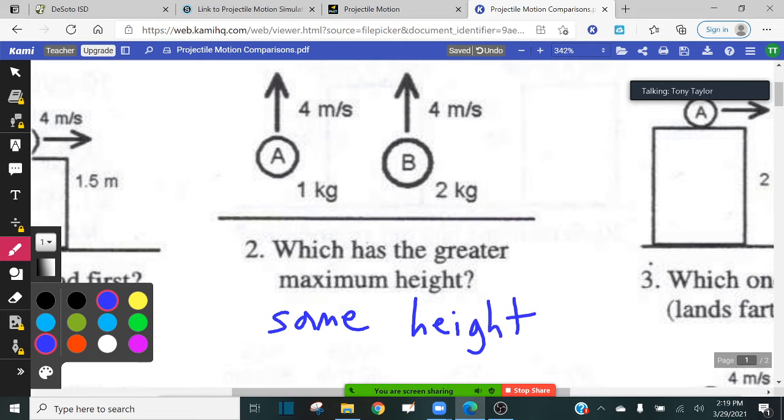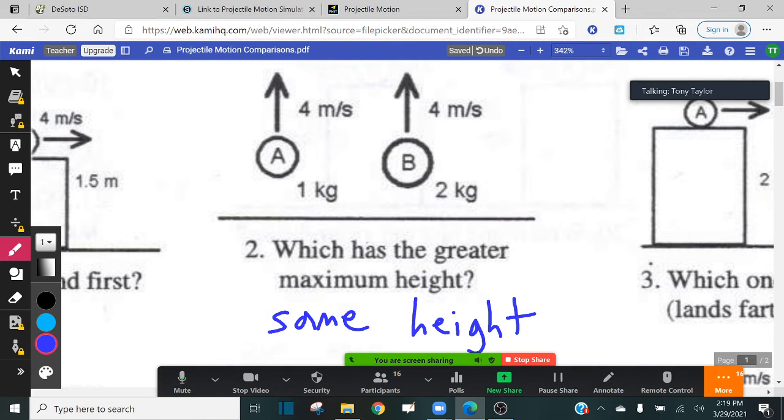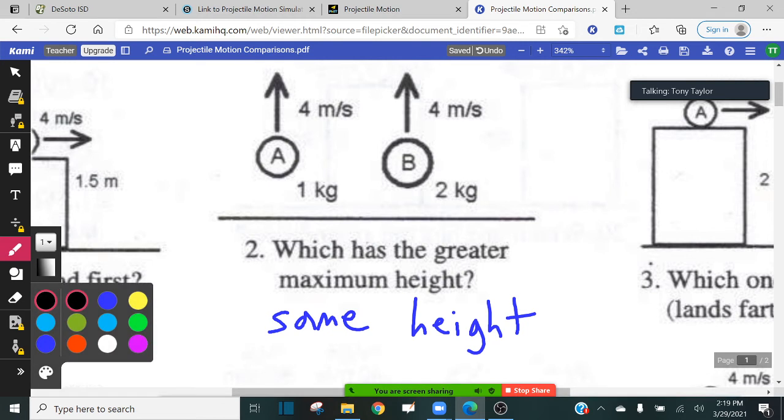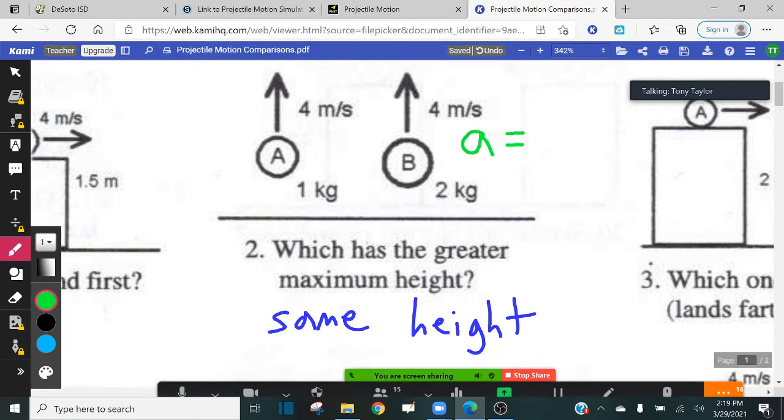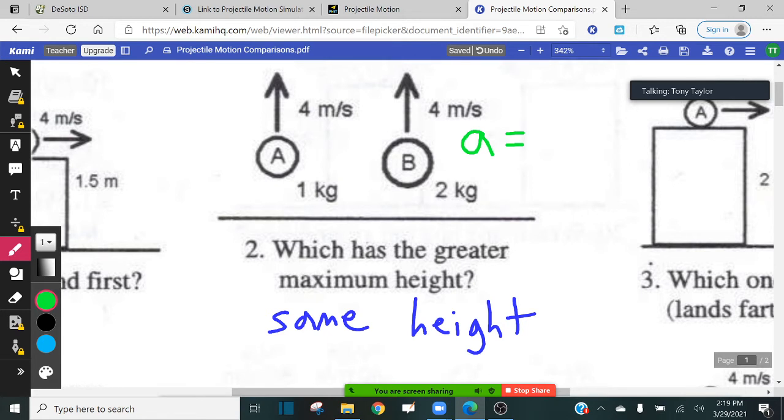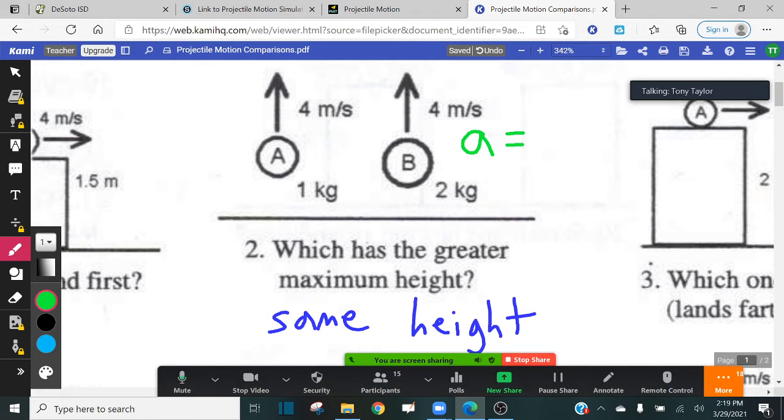Some of you may be thinking, well, Mr. Taylor, that's weird because A has a smaller mass. Okay, but I'm explaining right now, Angelina. Remember, Angelina, what did I say last year? Anytime two objects are launched here on Earth, and assuming we're ignoring air resistance, what is the acceleration of both objects? What is the acceleration of gravity? Angelina, you know this. Yes, ma'am, 9.8 meters per second squared.